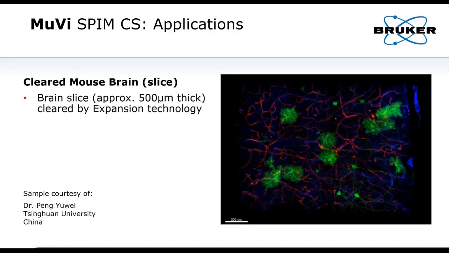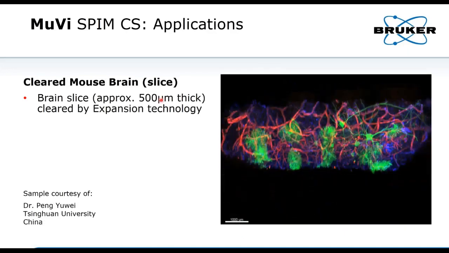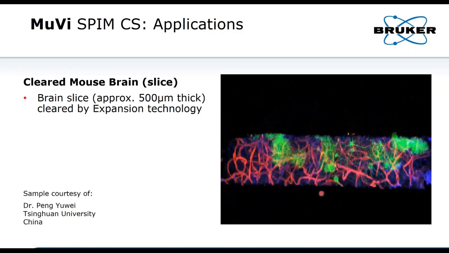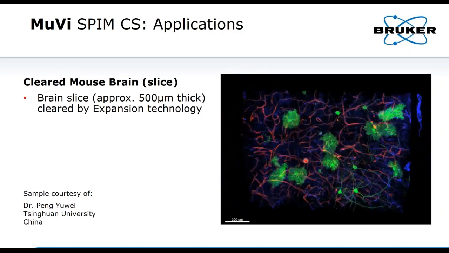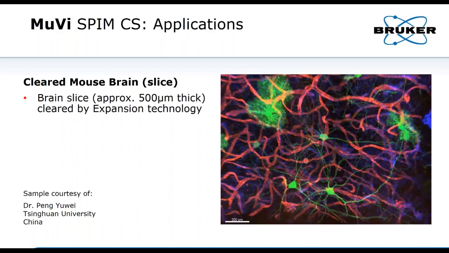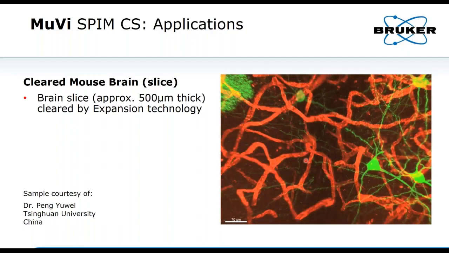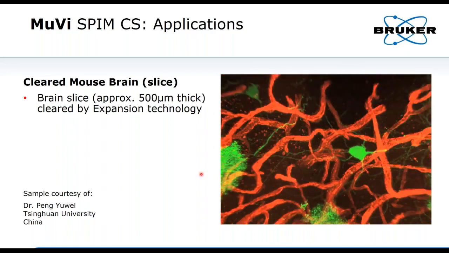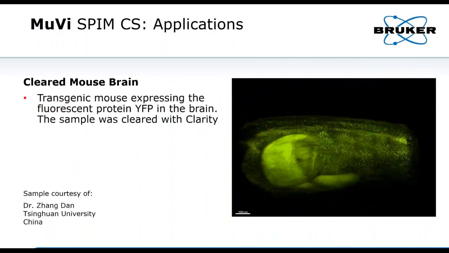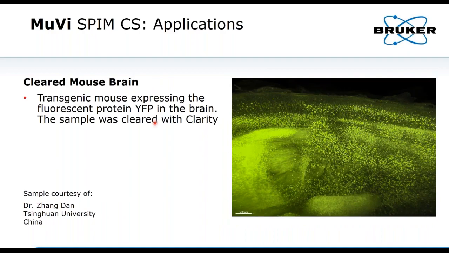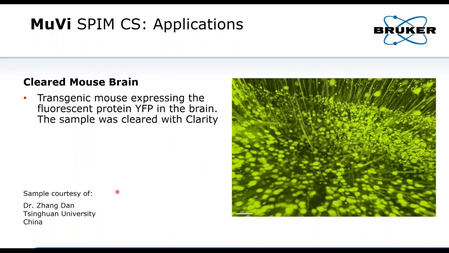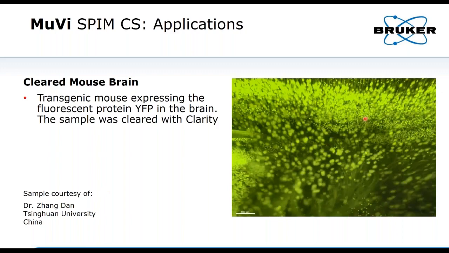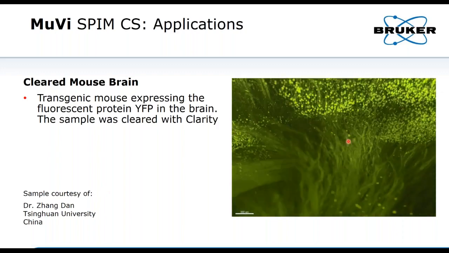Okay, and that's another example of a cleared mouse brain slice, approximately 500 micrometers thick, in a couple of millimeters in lateral dimensions. And you can hopefully see that while you can get nice overview images, you can also get a very high resolution when zooming in to the object. And that's another example of a cleared mouse brain from a customer in China, where we see very nicely individual neurons that can be resolved even very deep inside the tissue.